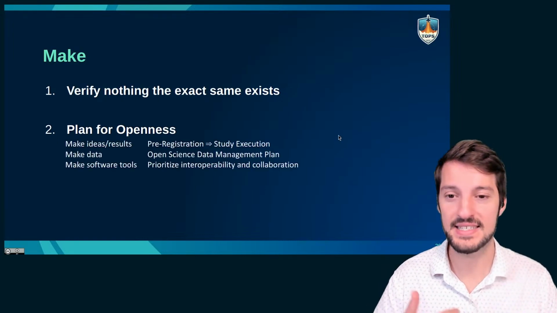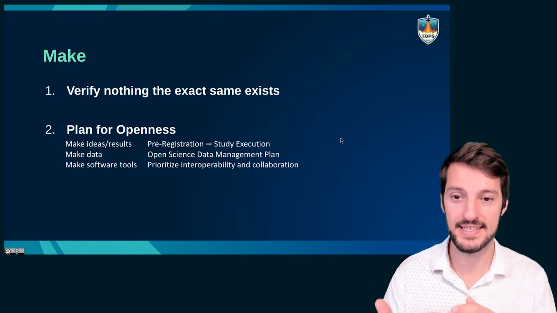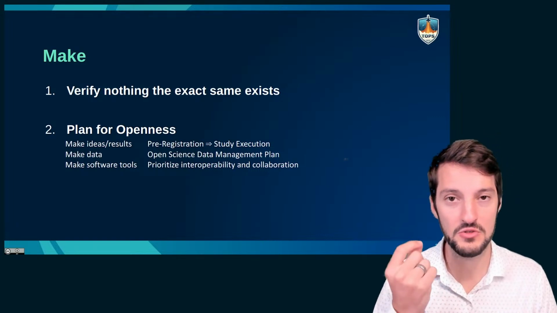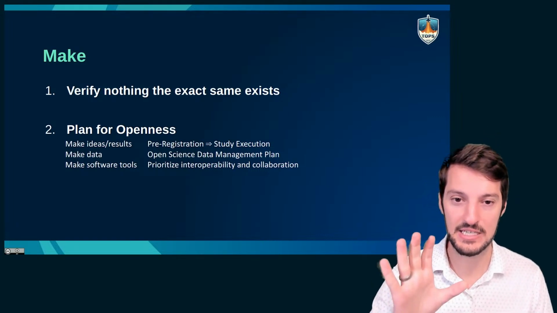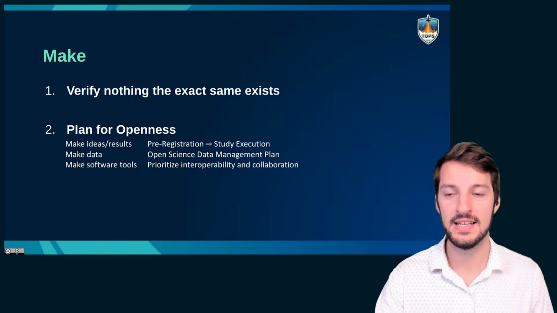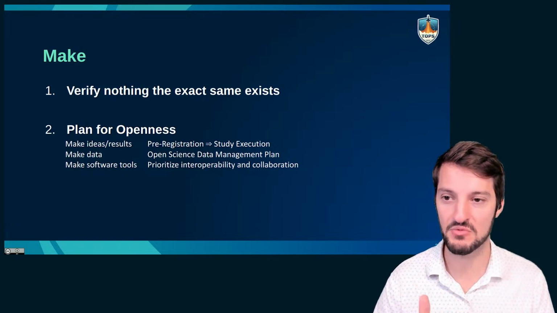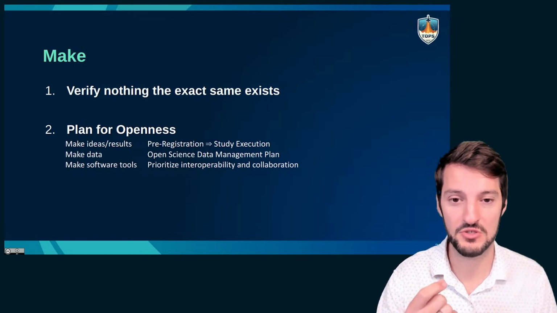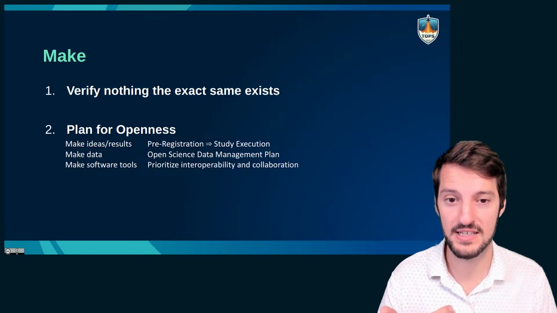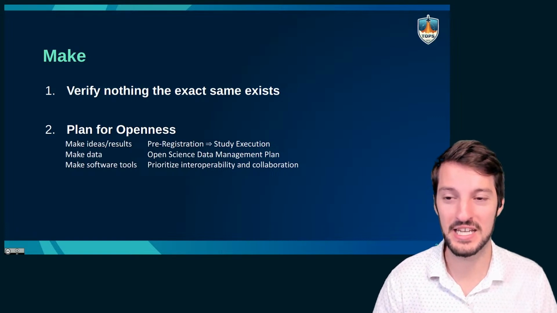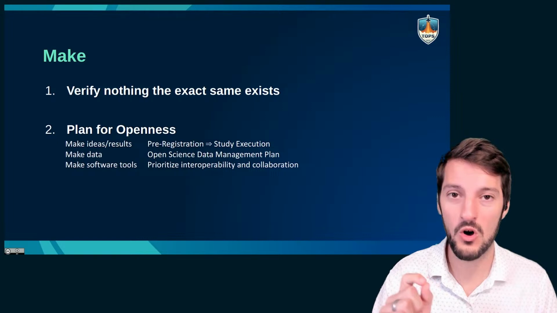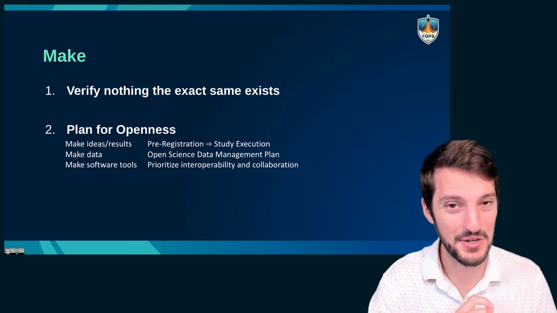And what this means is that you want to take ideas, data, or software tools that you have made, and you want to make sure that you develop or create these things in a transparent way. And so when it comes to making ideas or results, maybe to be transparent with this whole process, we're going to use pre-registration. We're going to pre-register the study. And then we have, of course, our study execution. And maybe as part of that, we're going to want to share data while our study is still ongoing.